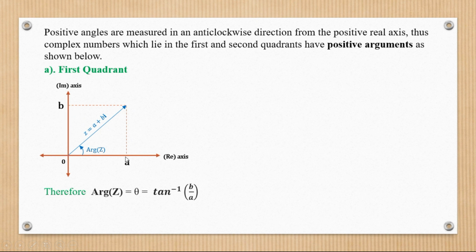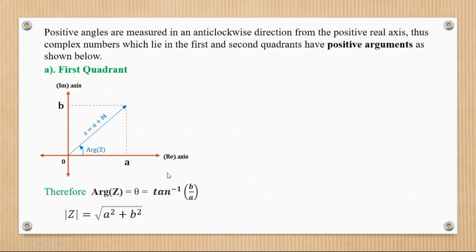So this distance here is the exact same distance here, so that's the distance b, and then the adjacent of this angle is this a, so that's why we actually have it as being equal to tan inverse of b over a, so that's why we find it that way.